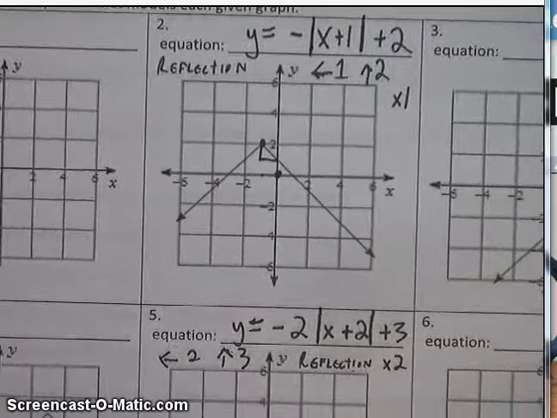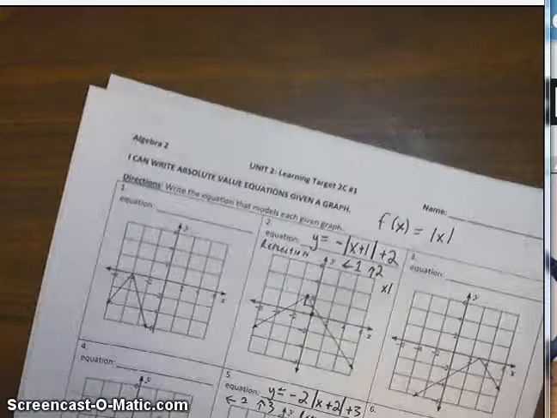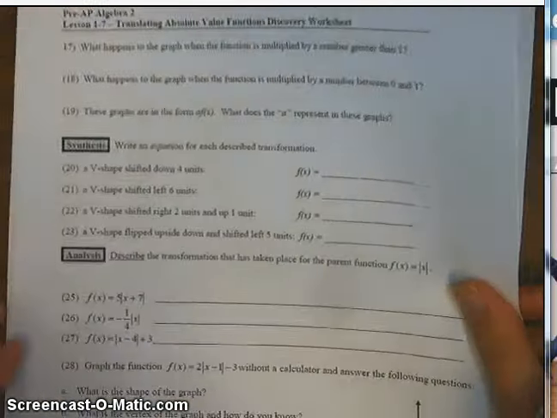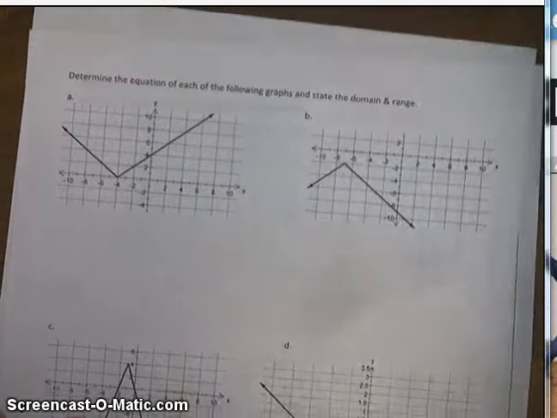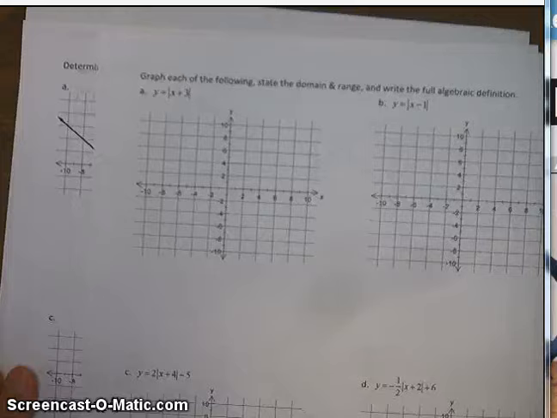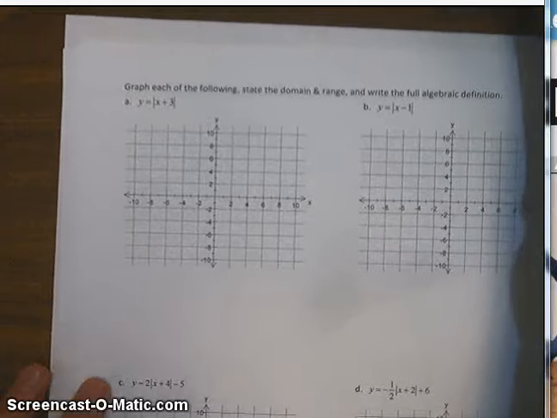I'm going to turn over to the second page now, since we talked about 3 of those, which is plenty. I think these are all pretty simple. The ones I want to talk about are maybe the graphing ones. Determine the equation, state the domain and range. Let's just talk about a few of these.